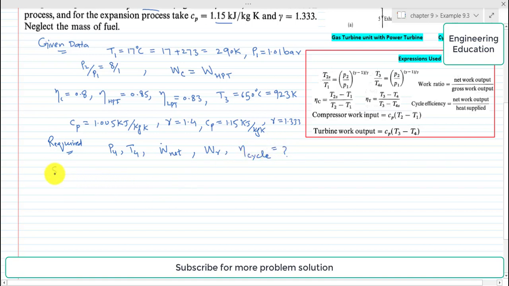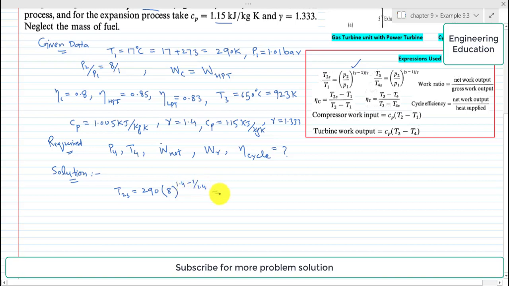So coming to the solution of the problem, we will first use this expression: T2s by T1 is equal to (P2 by P1) power (gamma minus 1) by gamma. So I am directly writing that expression. In this expression, T1 is known, pressure ratio is given, we will find T2s. So T2s is equal to, directly putting the values, T1 is 290 Kelvin, so 290 into pressure ratio is 8 by 1, so 8 power, gamma is 1.4, (1.4 minus 1) by 1.4.